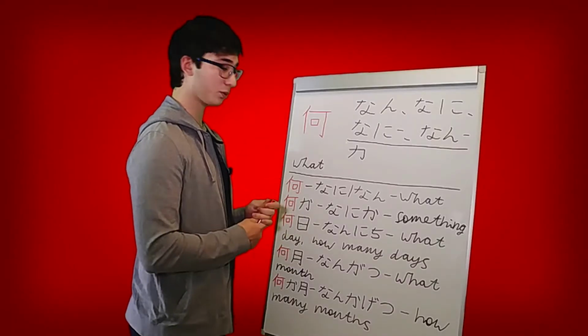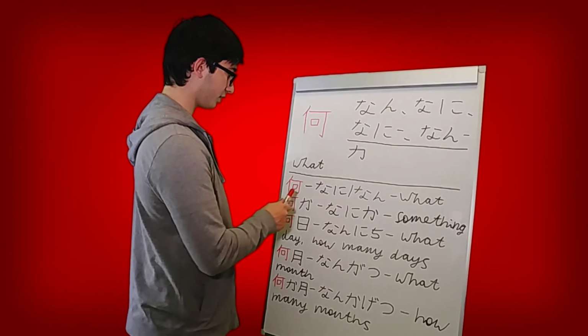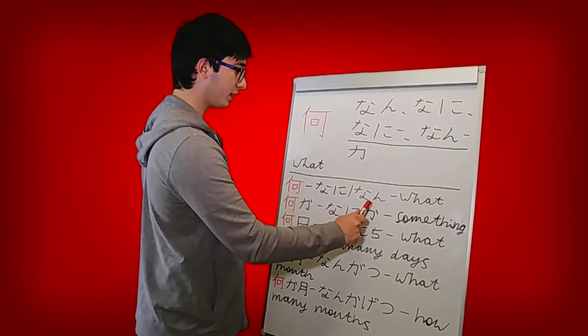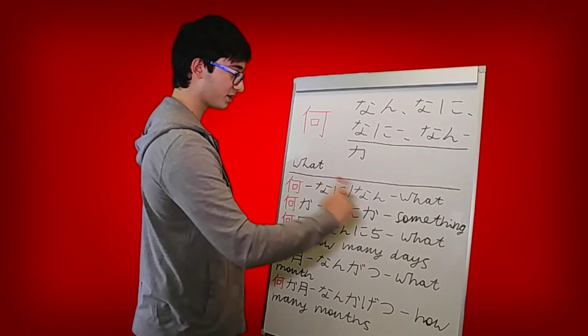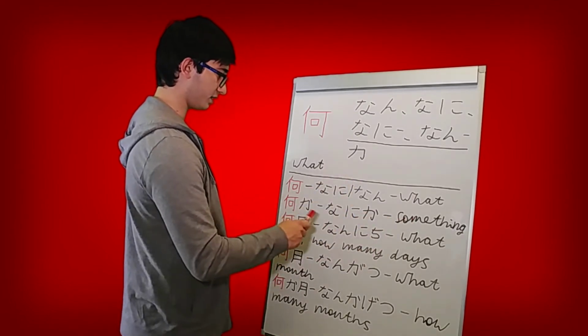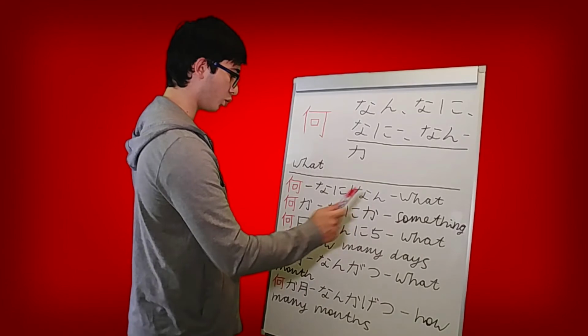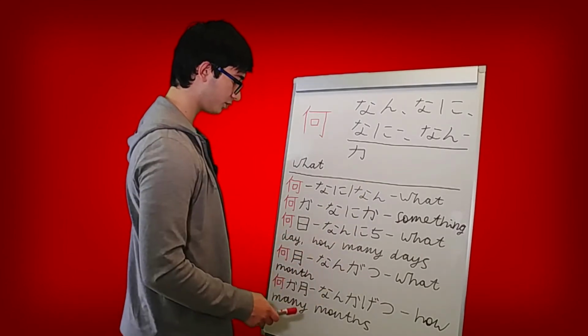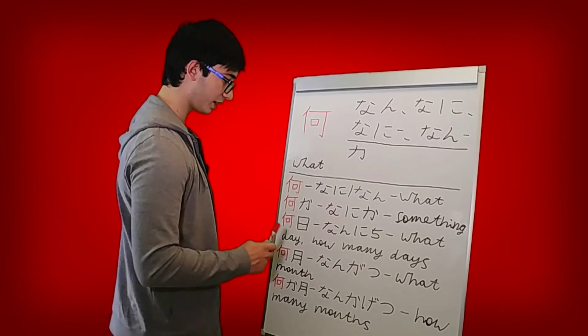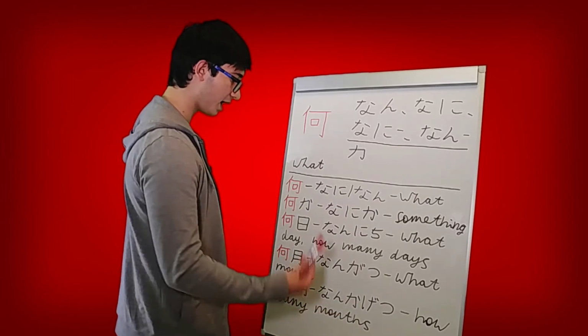So now let's look at example words. So the first word is read as nani or nan, and it means what. The next word is nanika, which means something. The next one is nannichi, which means what day or how many days. Then we have nangatsu, which means what month. And then we have nankagetsu, which means how many months.